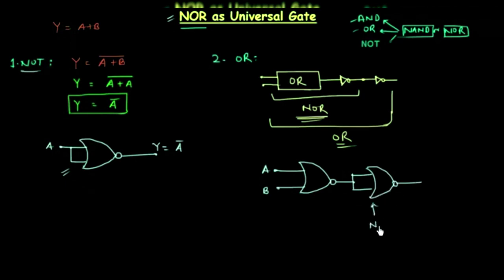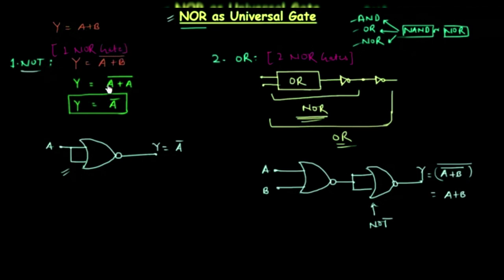This will work as a NOT gate, and the output Y is equal to (A or B) complement, and complement again. Simplifying this by using De Morgan's law, we will have A or B, which is the OR operation. So we can have an OR gate by using two NOR gates like this. Let me write this down. We will use two NOR gates to implement the OR gate, and we will use one NOR gate to implement the NOT gate.